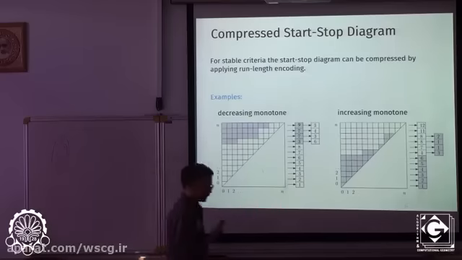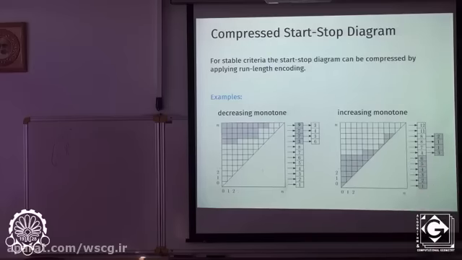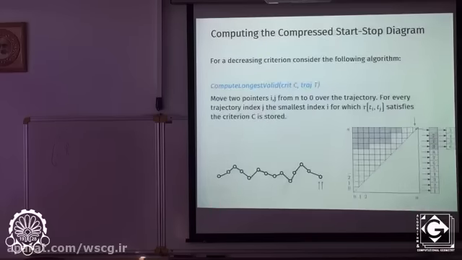Now, if we want to use this efficiently, the first step that we need to be able to do efficiently is to compute this diagram efficiently. And this we would like to do in the following way. So I want to essentially know where these steps are. So this is now for a decreasing monotone criterion, not general stable, but decreasing monotone criterion. What I can simply do is I have 2 pointers. So let's say I start at the end. I see how far back I can go while still being valid.